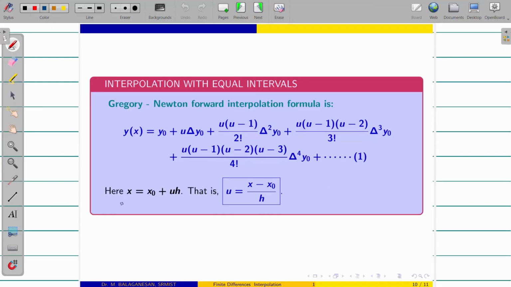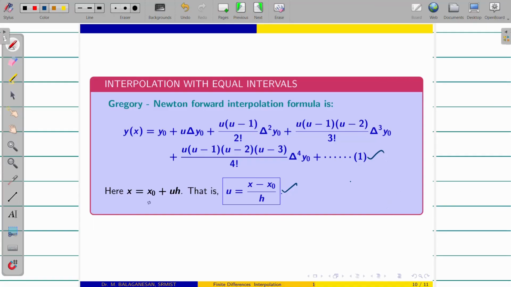Here, as I told you already, x is equivalent to x naught plus uh. If you want to find the value of u, it is nothing but x minus x naught divided by h. This is the formula we are going to use. Particularly, this and this will be the important ones, equation 1 and this one. This is in forward interpolation.